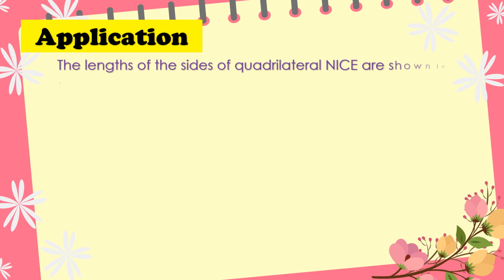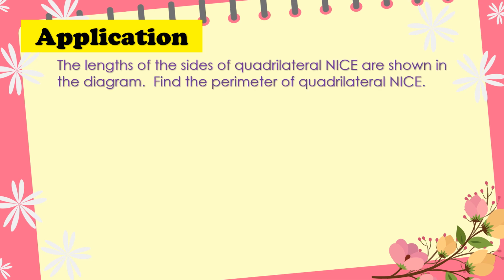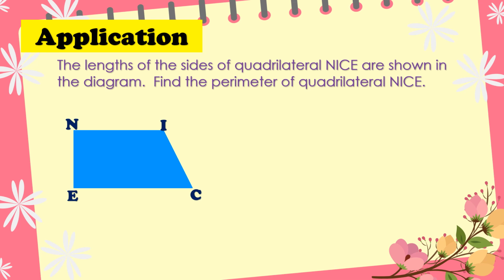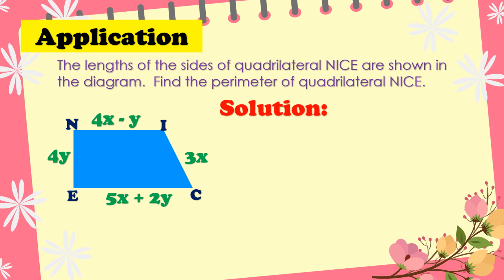Okay, here is an example of the application of addition of polynomial. The lengths of the sides of the quadrilateral NICE are shown in the diagram. Find the perimeter of the quadrilateral NICE. So here is the diagram. The quadrilateral NICE, and the lengths are 4x minus y, 3x, 4y, and 5x plus 2y. So, ang tanong ay ano daw yung perimeter ng quadrilateral NICE.